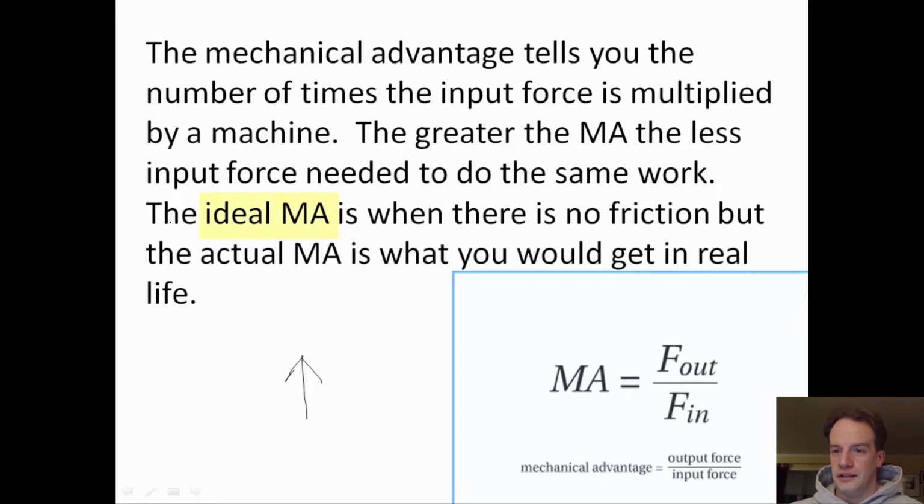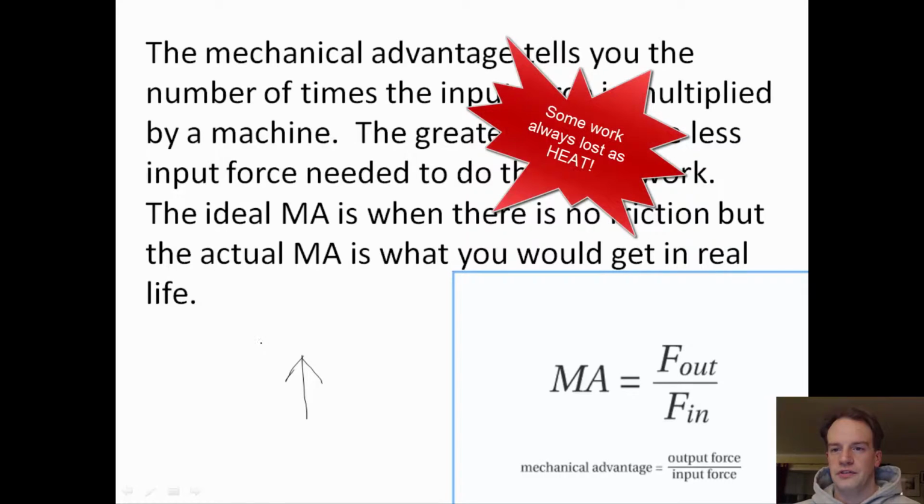Now, the ideal mechanical advantage is when there is no friction. But actual mechanical advantage is what you get in real life where there's always friction. Some of that work is always used up as heat. It's released as heat, and that's caused by friction.